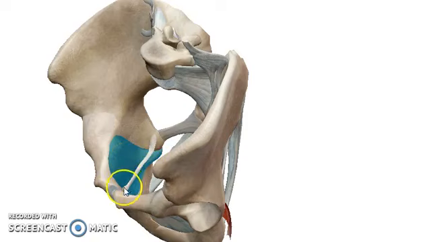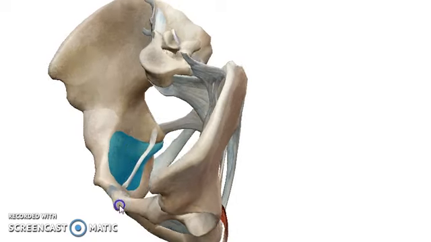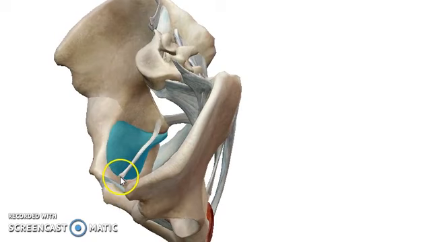And this is a white line, a thickening of the obturator fascia attached from the back of the body of the pubis to the pelvic surface of the ischial spine. We can call it the white line or the tendinous arch of the obturator internus fascia.